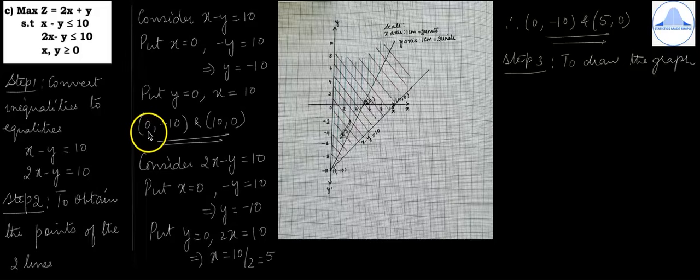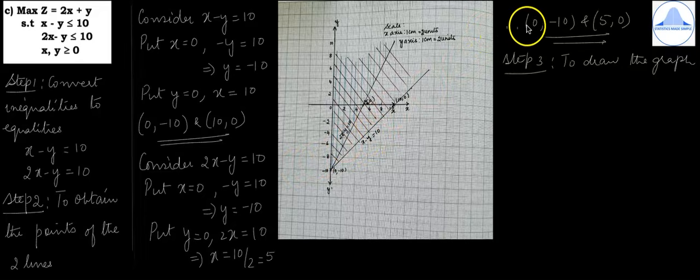Now mark the first point, x is 0, y is minus 10, so this is 0 and minus 10. So this point here is 0, comma minus 10. And the other point is 10, comma 0, so x is 10 and y is 0. This is 10, comma 0. So join these 2 points and then write on the line x minus y is equal to 10.